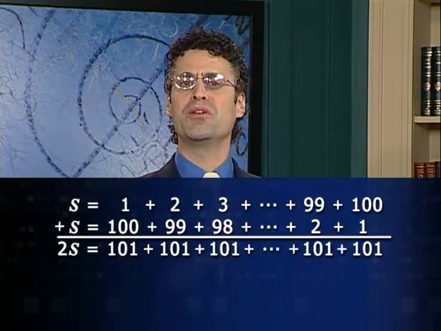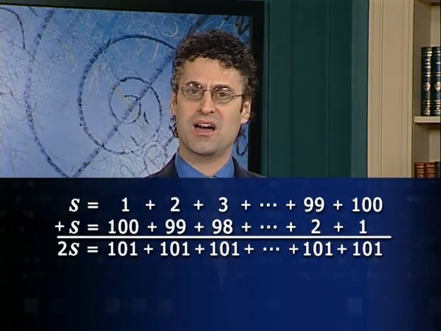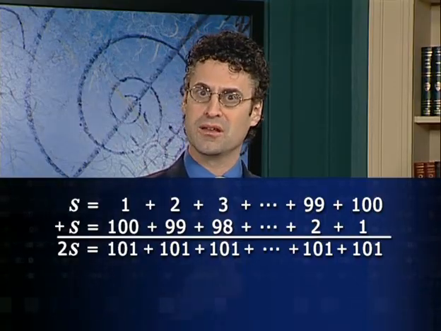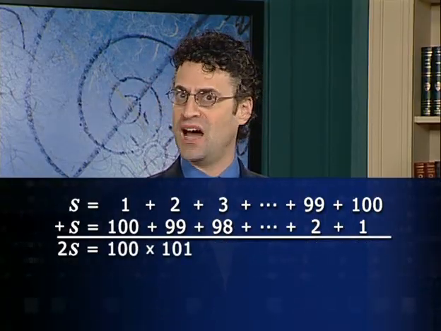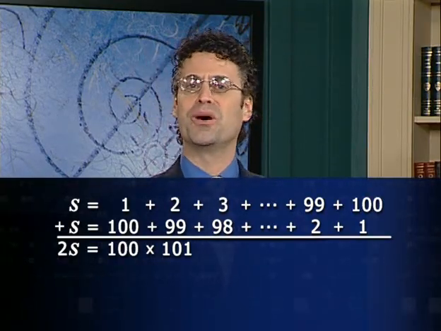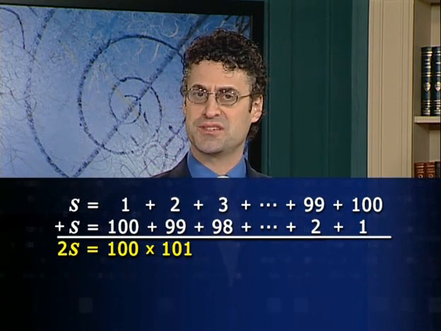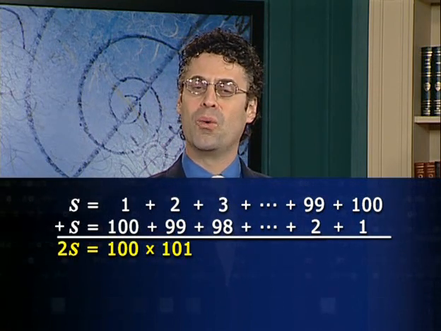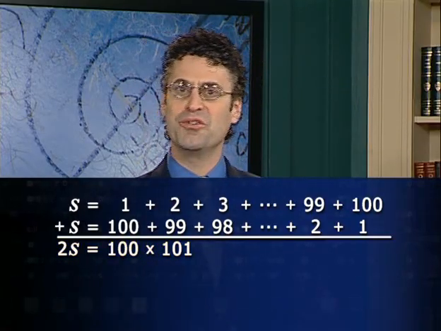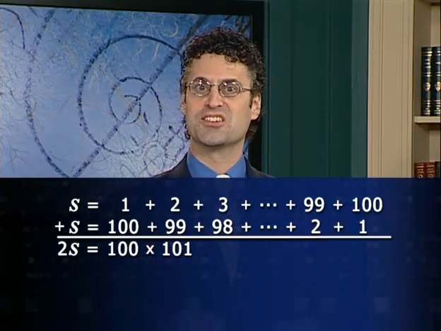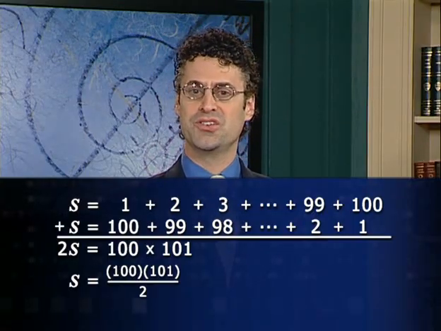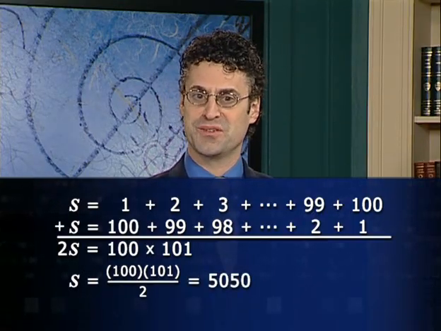So we see 101 added to itself a whole bunch of times. And how many? Well, one for each natural number from 1 to 100. So therefore, we see 100 times 101. So Gauss produces a wonderful equation, which is that 2 times the sum, 2S, equals 100 multiplied by 101. And we can solve for S by itself by dividing both sides by the 2. And so we see S equals 100 times 101, all divided by 2, which equals 5,050.